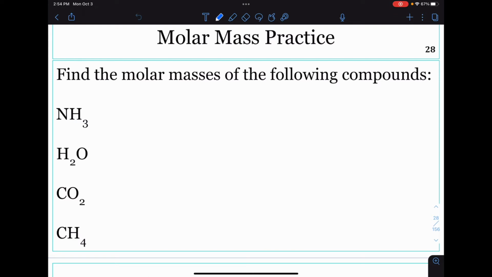Let's do some practice. Get your periodic table and add up the molar mass of each molecule written here. I'll do the first one with you. If you look at nitrogen, it has an average atomic mass of 14.01. And then hydrogen has a mass of 1.008, but we want to multiply this by 3 because we have 3 hydrogen atoms in our compound. When you add these up, we get a total mass of 17.03, and the units are grams per mole. Now you find the rest of the molar masses for the compounds written here.